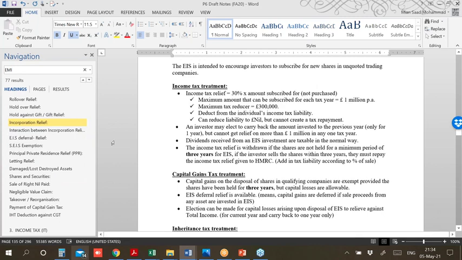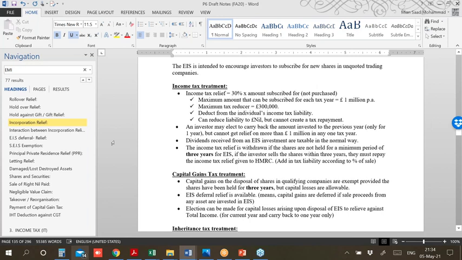EIS deferral relief means if you sell anything, and whatever proceeds you receive from there, if you do not put them into your pocket, but rather invest these proceeds to buy qualifying EIS shares, HMRC will not charge you capital gains tax on those proceeds or gain. HMRC will defer your gain. It will not be exempted, it will be deferred.